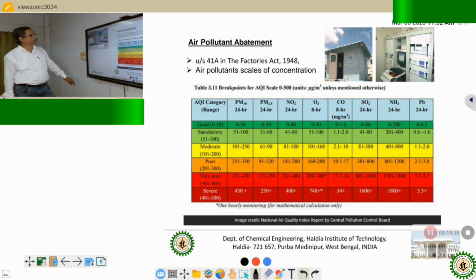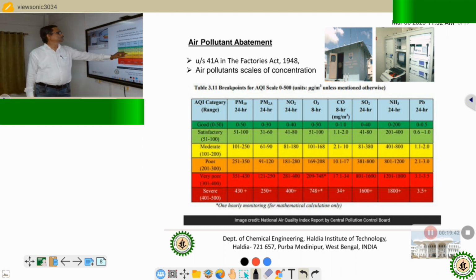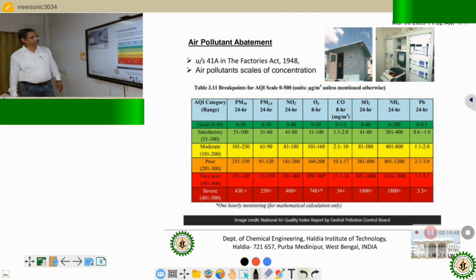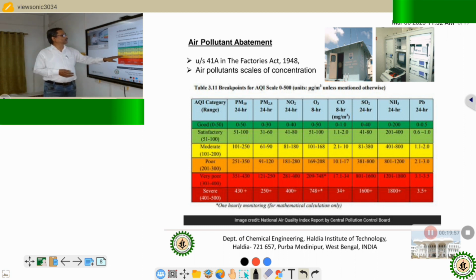In the area where some yellow color has come, for example, particulate matter of 10 micrometer, if it is within 101 to 250, then some alarm is given to the government or to the companies associated there. And if it is poor, definitely some action plan has to be proposed to the Pollution Control Board, and if it is very poor or severe, the Pollution Control Board has the right to immediately shut down that plant.